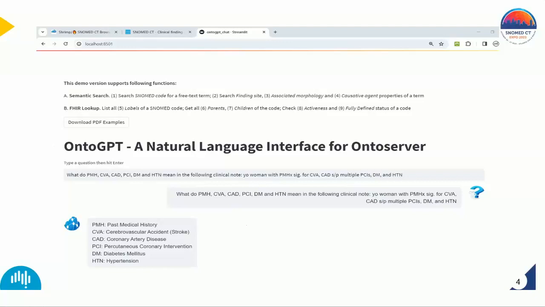In the first demo, we asked OntoGPT to clarify all the abbreviations in the first sentence of the clinical note. Thanks to the powerful language understanding capability of GPT-3, all the abbreviations were decoded successfully. Now we understand that PMH stands for past medical history. PCI refers to the procedure called percutaneous coronary intervention, and other abbreviations denote various types of clinical finding.